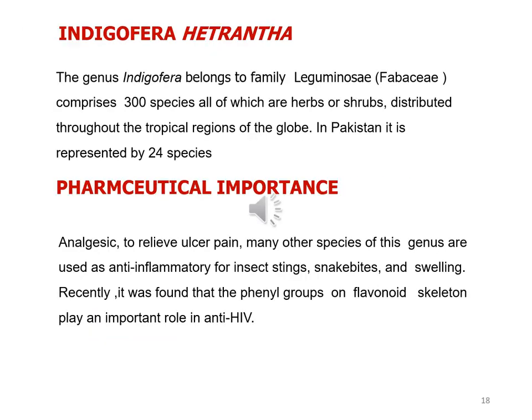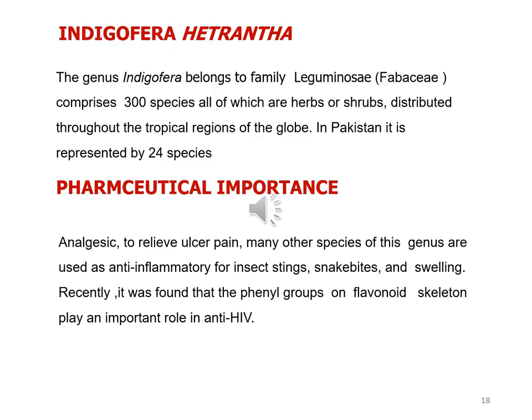Dear students, now we discuss the second plant, that is Indigofera hydrantha. The genus Indigofera belongs to family Leguminosae, that is also known as Fabaceae. It comprises 300 species, all of which are herbs or shrubs distributed throughout the tropical regions of the globe. In Pakistan, it is represented by 24 species.